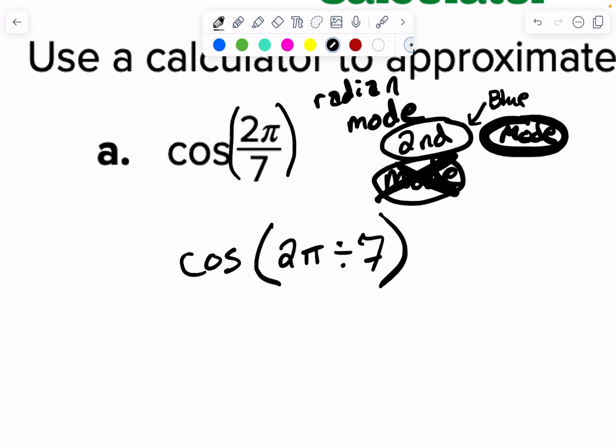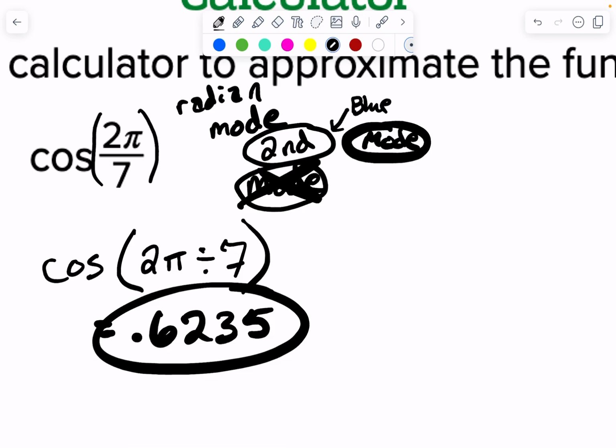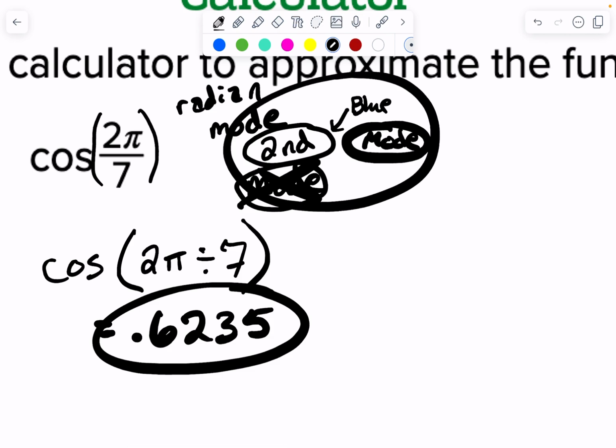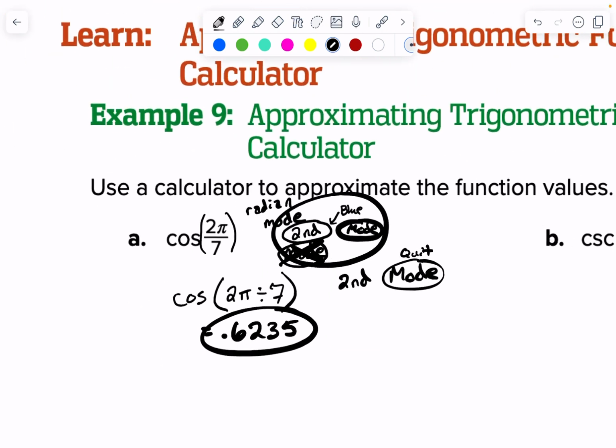Okay, I'm going to be in radian form. Okay, and you should get 0.6235. They want it to 4 decimal places. By the way, if you are switching from radians to degrees and you want to get back to the regular screen, hit the second button and hit the mode button. Second mode, because it says quit right above mode, and it will take you back to the normal screen.